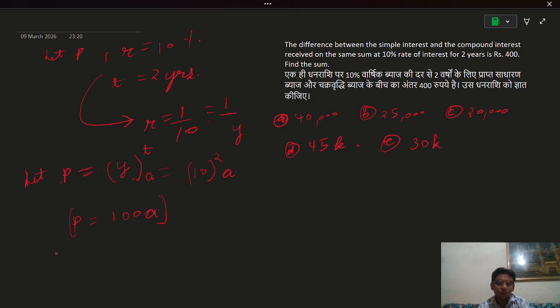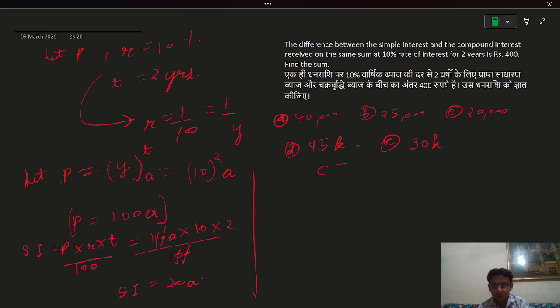Okay. So now the difference between simple interest and compound interest. The simple interest for 2 years: the formula for simple interest is principal into rate into time divided by 100. Principal is 100a, rate is 10%, and time is 2 years, divided by 100. Cancelling out 100, simple interest for 2 years becomes 20a.